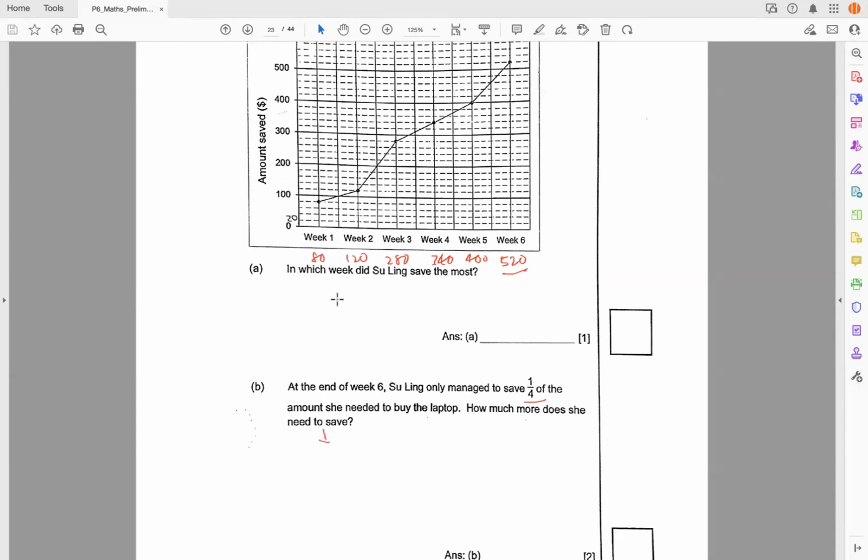That means 1/4 of the laptop has a value of 520. Right? How much more does she need? Of course, she needs 3/4 more because the whole laptop is one whole. So 3/4 will be equal to 520 times 3. She needs 1560 more. Okay, let's continue.